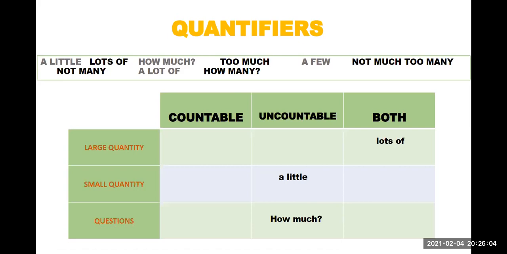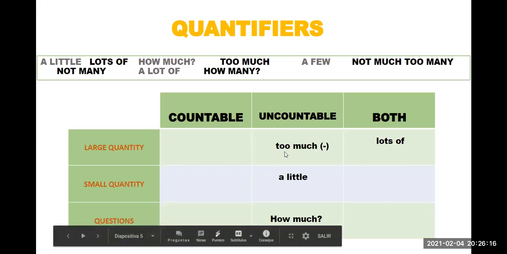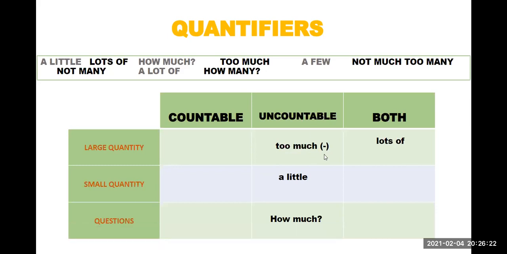Then we have too much. Uncountable, right? And large quantity, right? Something that you have to take into account is that too much is for a negative meaning. For example, this coffee has too much sugar. ¿Ok? Significa que es demasiado, es un aspecto negativo. Cuando estamos diciendo too much, es algo negativo. ¿Ok? Para un significado negativo.